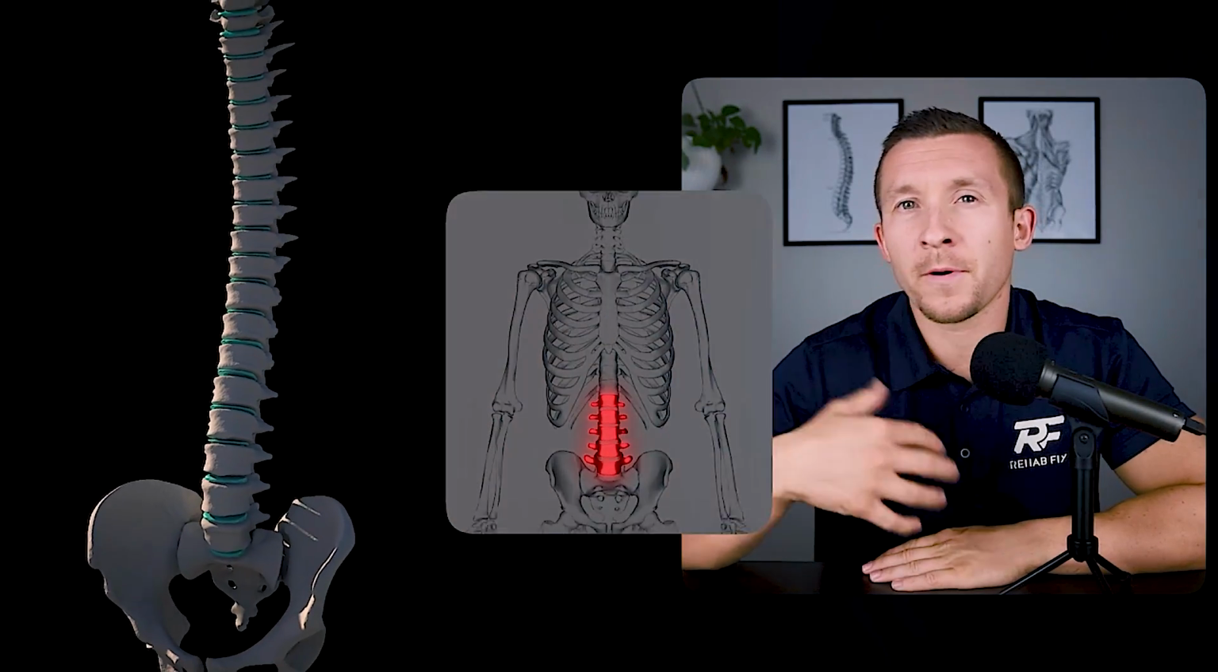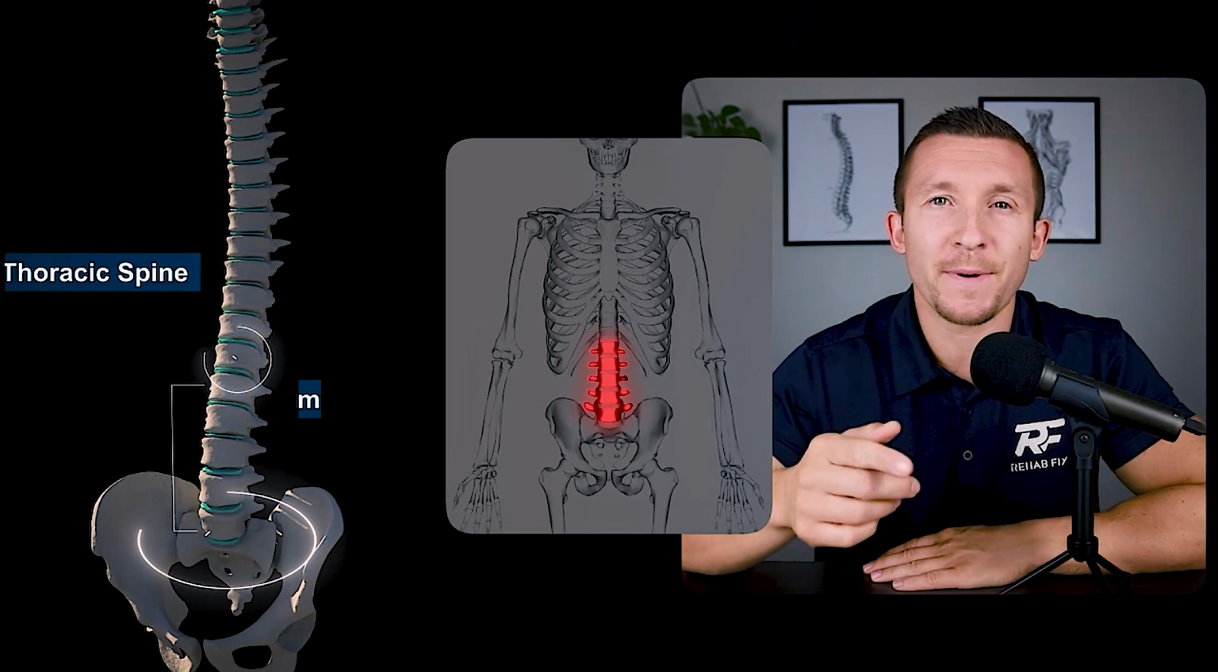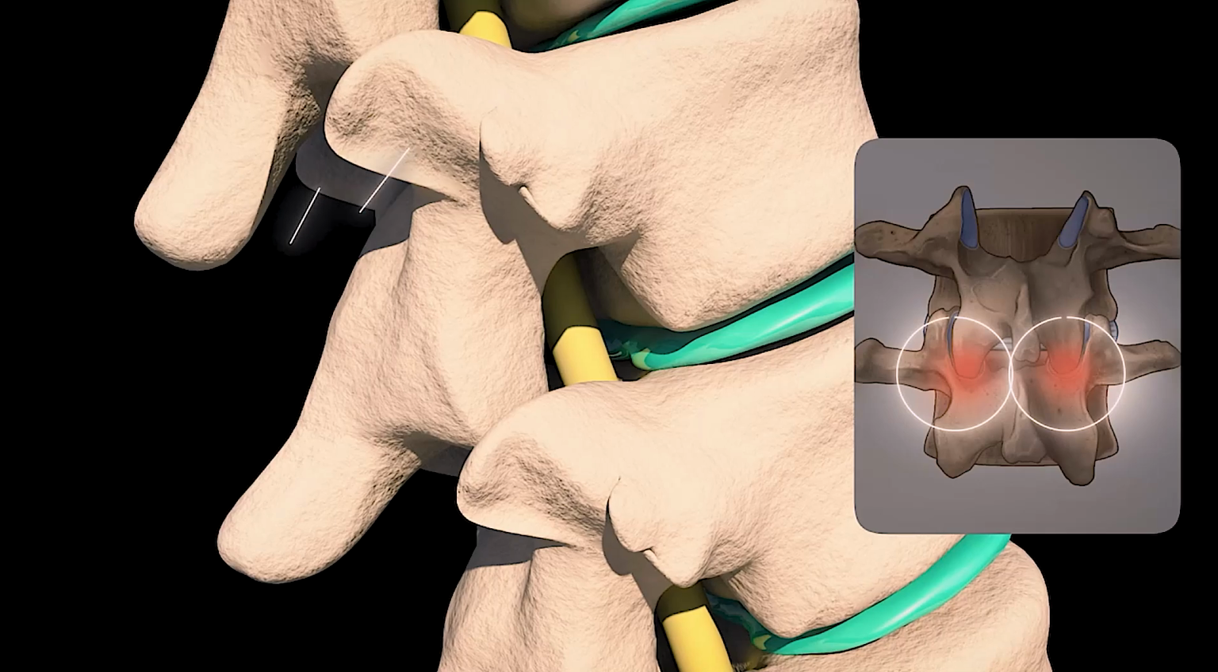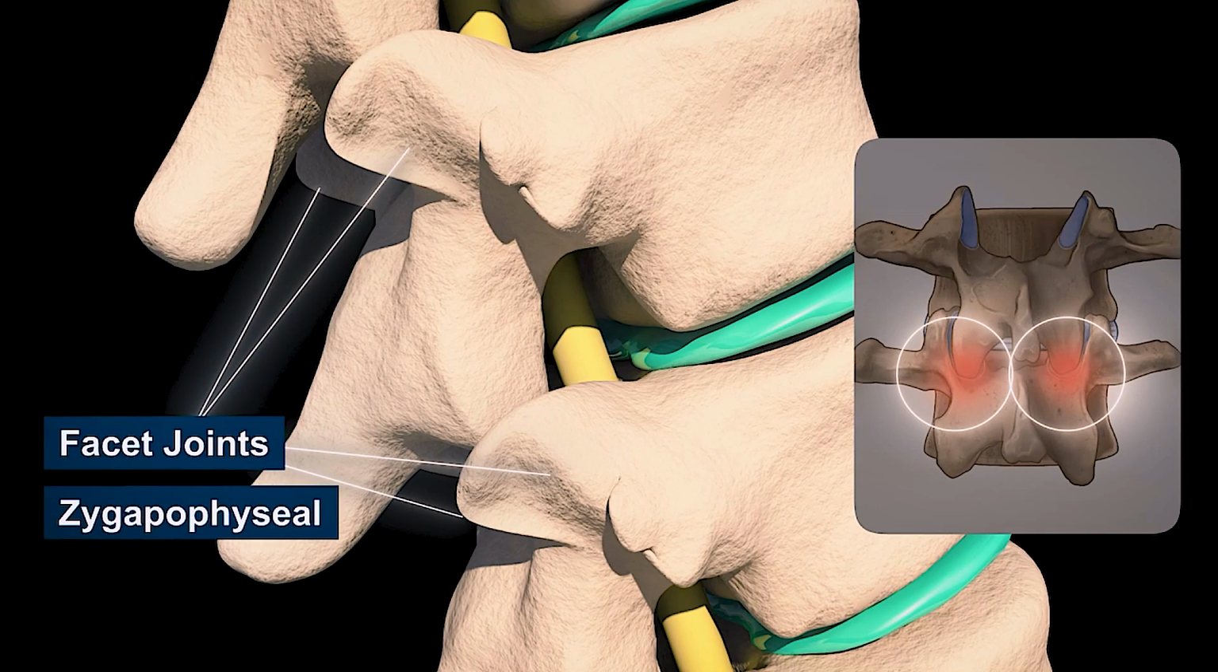So first, let's understand why you're stuck in the first place. Specifically into extension is the focus of today's video. So you have 5 lumbar vertebrae. They are between the thoracic spine and the sacrum. And all of these regions are connected through what's called the facet joints or zygapophyseal joints.